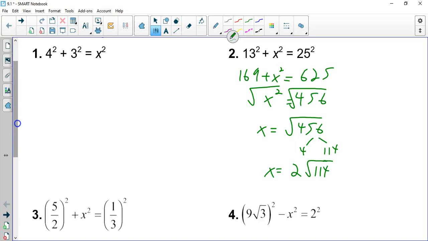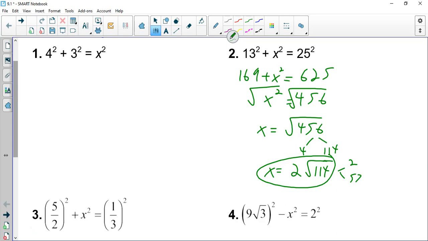114 does not break down in any perfect squares. It actually breaks down to 2 and 57, which are both prime numbers, so we know we're done. Actually, let's step back and do number 1, since it's going to be an easier number, because they do work out nicely sometimes.